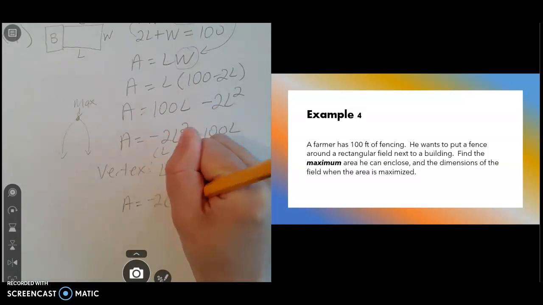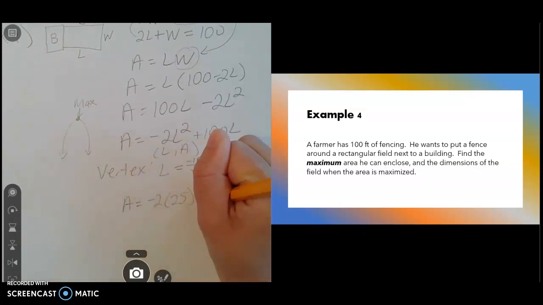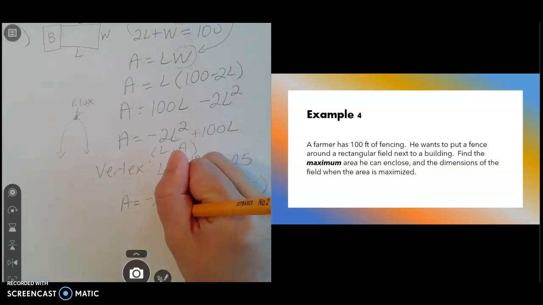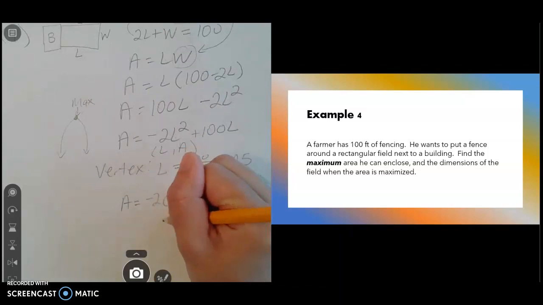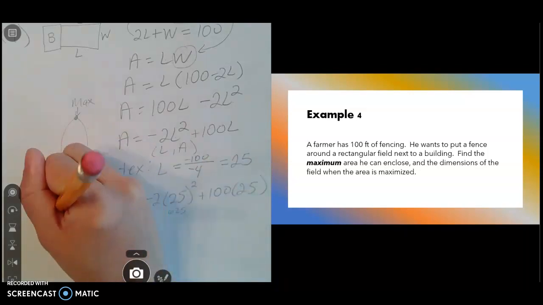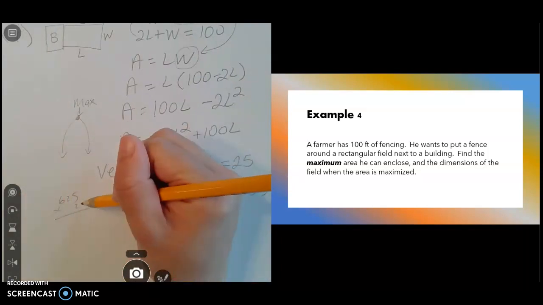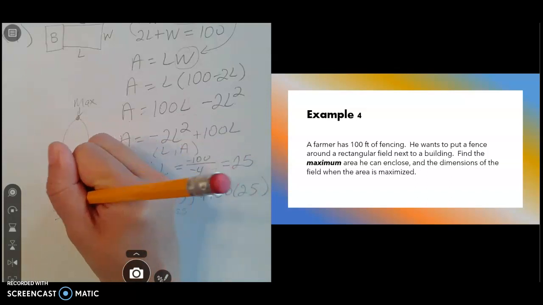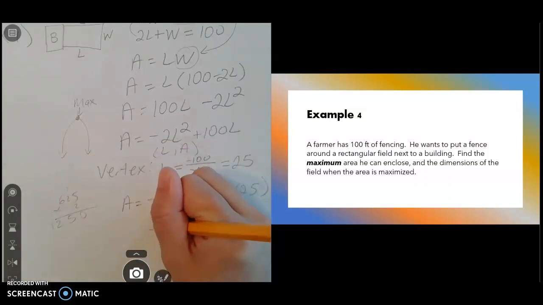So I'm going to do negative 2 times 25 squared plus 100 times 25. We're going to get some big numbers. It's going to be exciting, okay? So if I do 25 squared, I get 625. And then if I do 625 times negative 2, goodness. So let's see, 625 times 2, I should know this. 2 times 5 is 10. 2 times 2 is 4, plus 1 is 5, and 2 times 6 is 12. So it'll be a negative 1250.